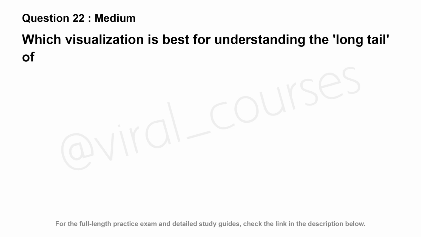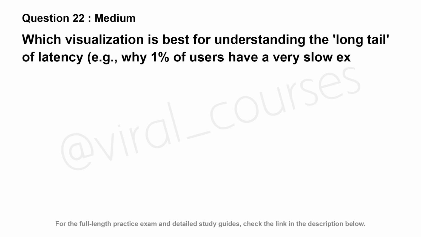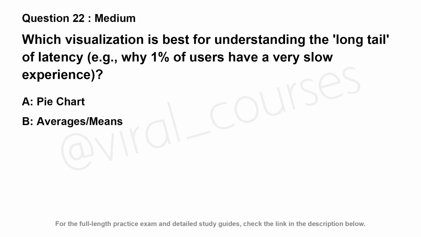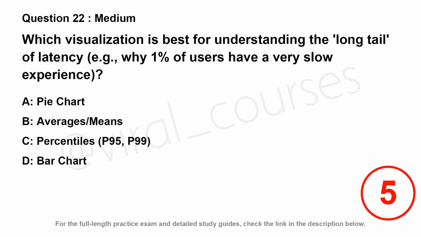Which visualization is best for understanding the long tail of latency, e.g., why 1% of users have a very slow experience? Option A, pie chart. Option B, averages, means. Option C, percentiles, P95, P99. Option D, bar chart.